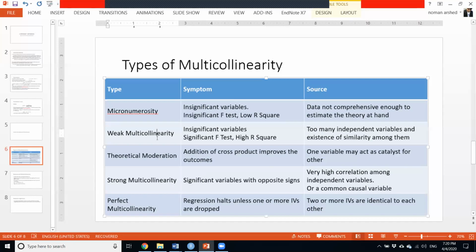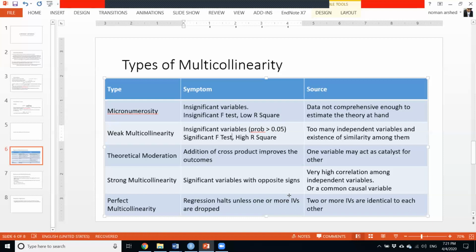Then there is another type, weak multicollinearity, a weak form of multicollinearity. What are the symptoms? The variables will be insignificant. How do we check insignificance? Their p values or prob is greater than 0.05. So variables are insignificant, and there is a significant F test, meaning the overall model is fit and R squares are very high. So the symptoms are that the overall model is saying very good and the variables are saying very bad. So there is a clash of model interpretations. There's a conflict, so you need to decide which to select.